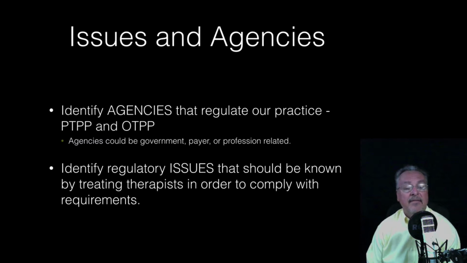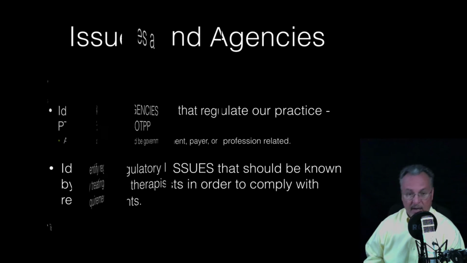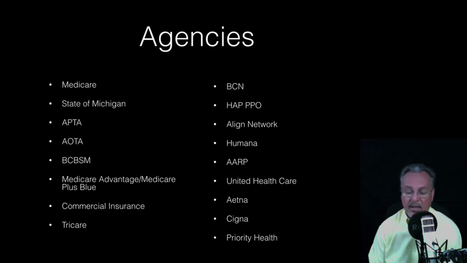Okay, identify agencies that regulate our practice. Identify regulatory issues that should be known by treating therapists. Let's talk about issues and agencies. Agencies that we identified were organizations or entities that affect our practice and somehow promulgate rules. This was the initial list that we came up with.